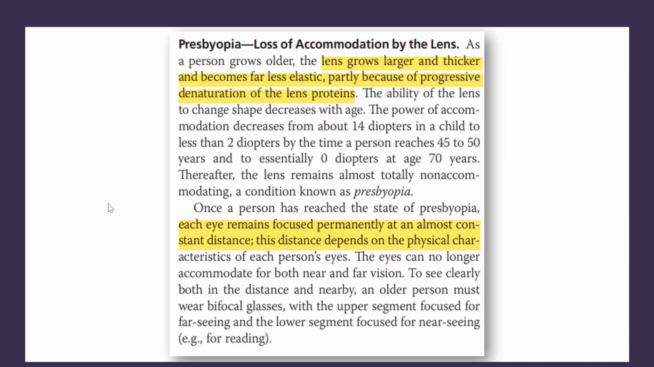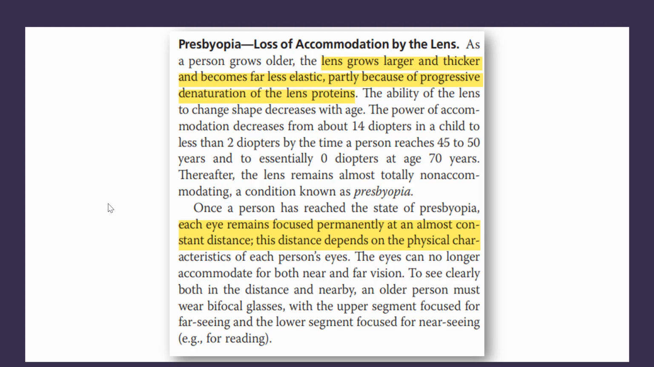And lastly is presbyopia. You usually see it in older people. When people get older, the lens becomes thicker and less elastic. So imagine the lens is less elastic and thicker. So they will have almost no accommodation. They will have some fixed point. So they will see objects clearly at some distance. Nearer than this distance, they will not be able to see clearly. Farther than this distance, they will not be able to see clearly.